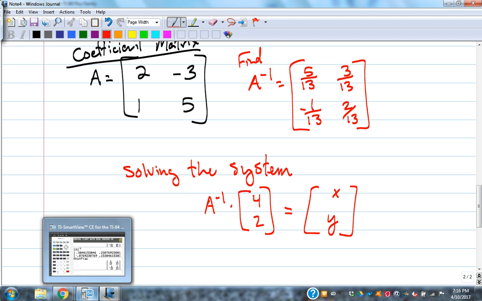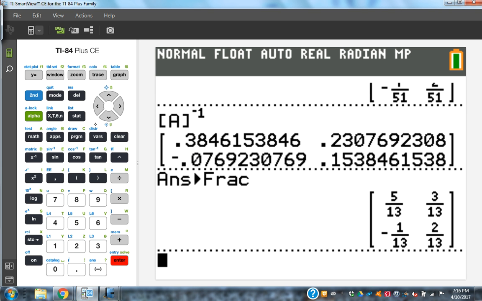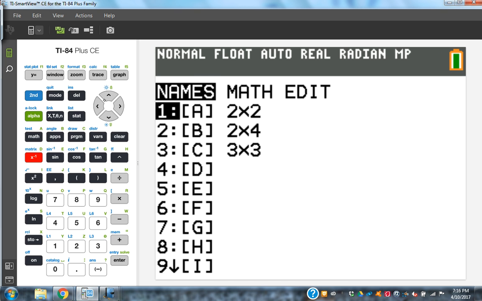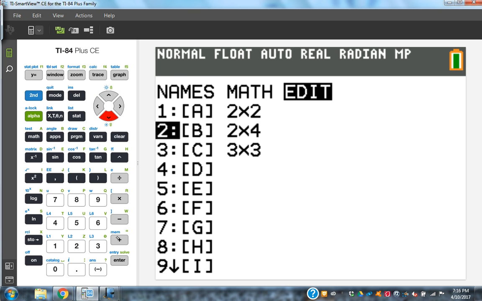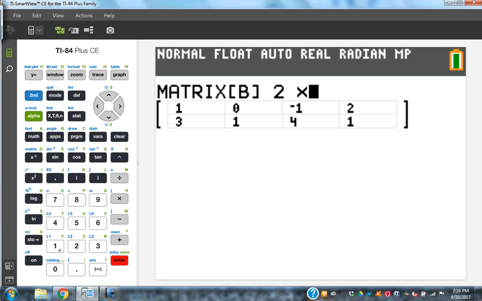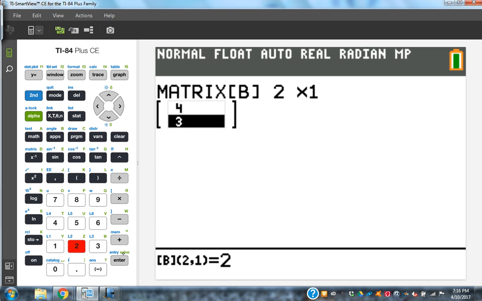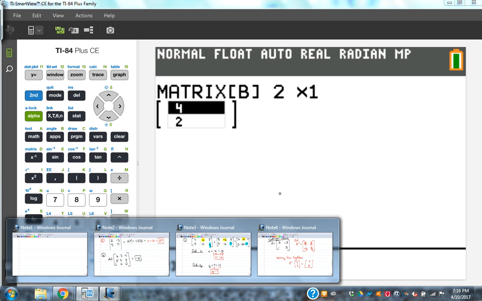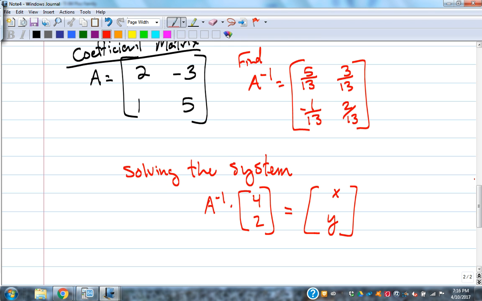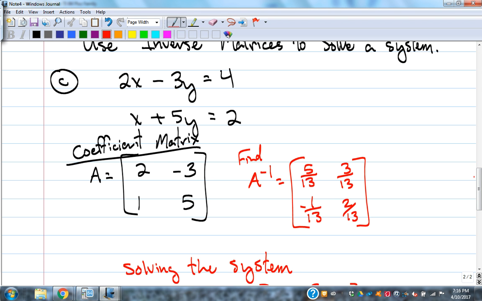So in my calculator, I need to enter in that 4, 2 matrix, that 2 rows by 1 column, a 2 by 1. And I need to enter it in somewhere besides A. So second matrix, over to edit, down to B. That's a 2 by 1. And it has 4 and 2 in it. That's coming from our system of equations up here that we started with. That's what each equation is equal to, what would be the augmented part if we did RREF.